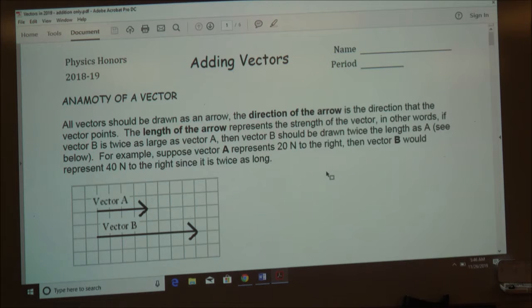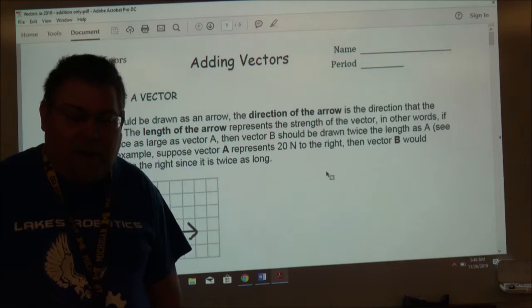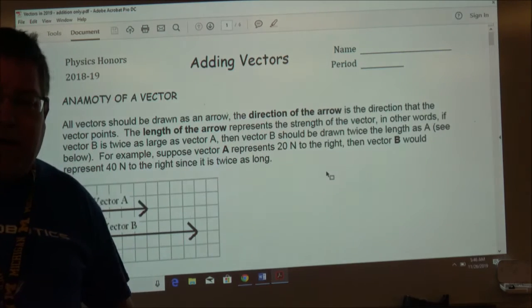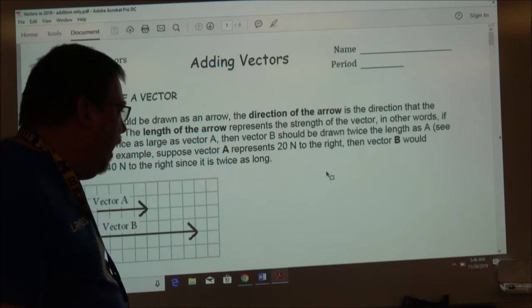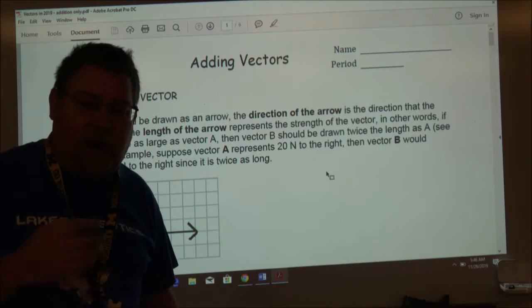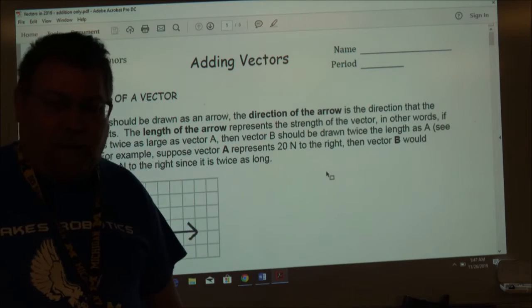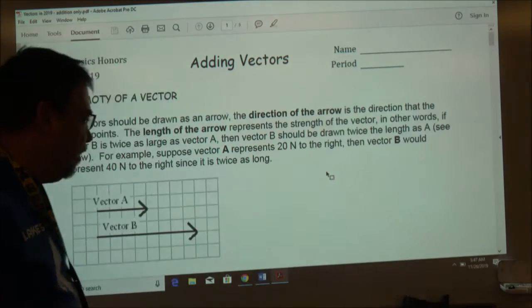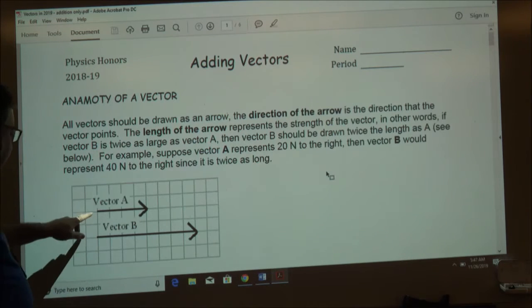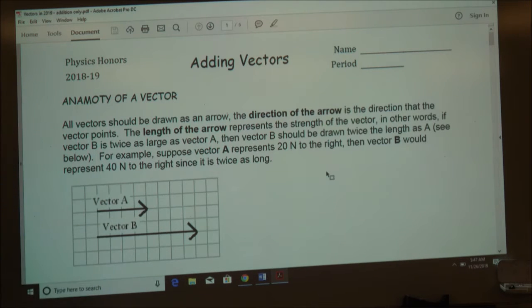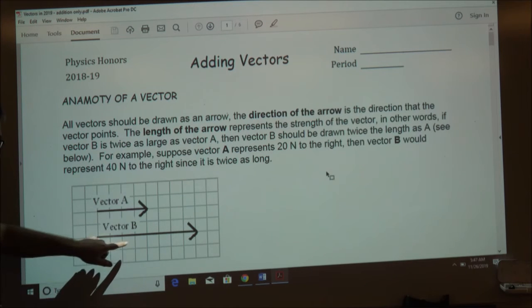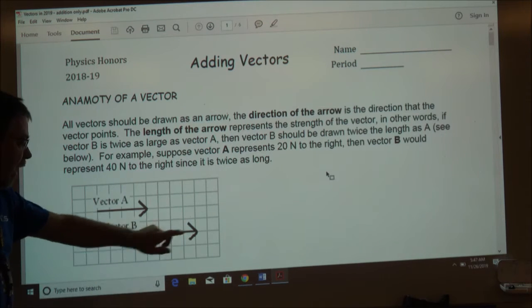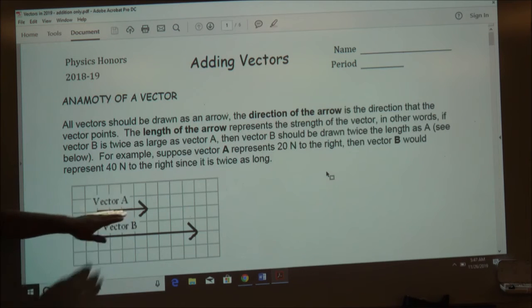All right, what we want to look at today is how to add vectors. We've talked about vectors before as quantities that have magnitude and direction, or size and direction. We can see two vectors on the page here. This one is 1, 2, 3, 4 units. This one's 8 units. So this vector is twice the size of that one.